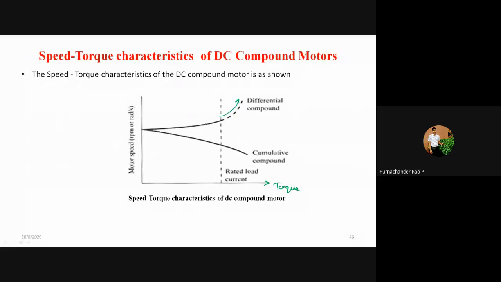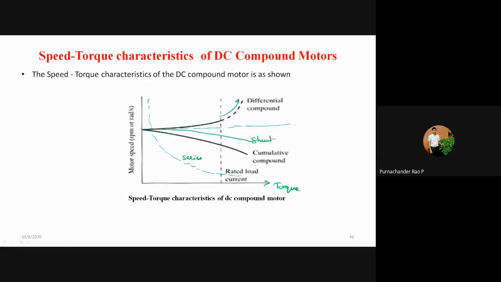For a differentially compound motor, similarly here, let us assume this is a constant value, a constant speed. Now there is a decrease in the speed. This is for the shunt motor, and this dotted line is for the series motor. So these characteristics look the same as in the previous case. So this is about the characteristics of all the motors.